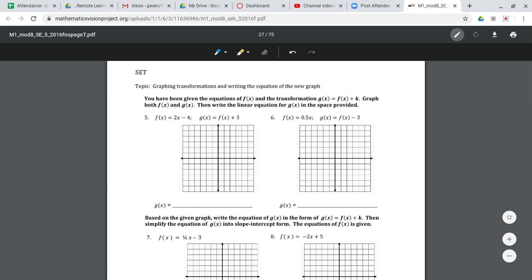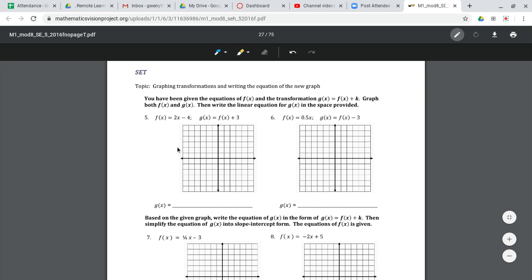The next section. So this hopefully will be fairly easy. Like I said, this is a lot about vertical translations. Vertical transformations, and vertical transformations are your key word for this. All right, this next section here, you have been given the equations of f of x and the transformation g of x equals f of x plus k. So this is just telling you the form that the equation's in. You're going to graph both f of x and g of x, and then write the linear equation for g of x in the space provided. So we're going to write that right here.